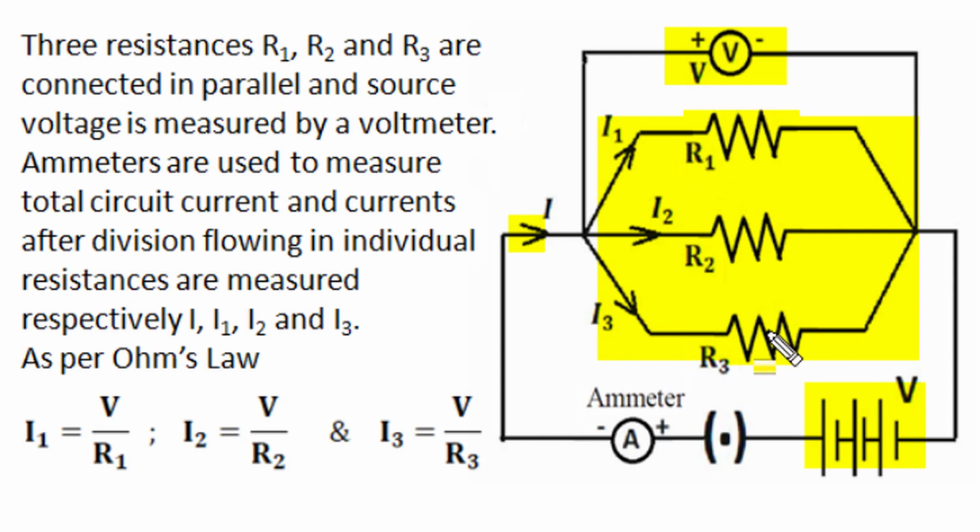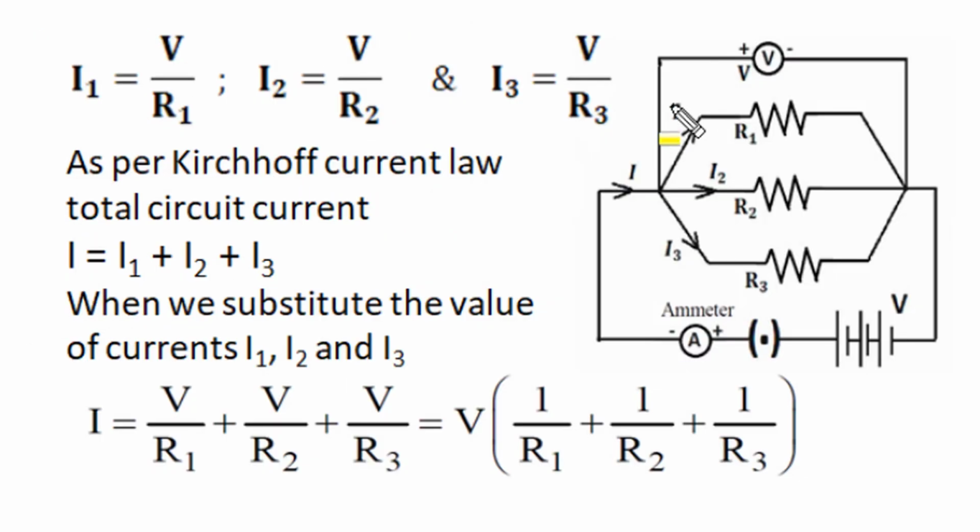And as per Ohm's law, when the applied voltage V is the same for all three resistors, I1 is V upon R1, I2 is V upon R2 and I3 is V upon R3. So in this circuit, three resistors R1, R2, R3 are connected in parallel with common voltage V, and the respective currents are I1 equal to V upon R1, I2 is V upon R2, and I3 is V upon R3.